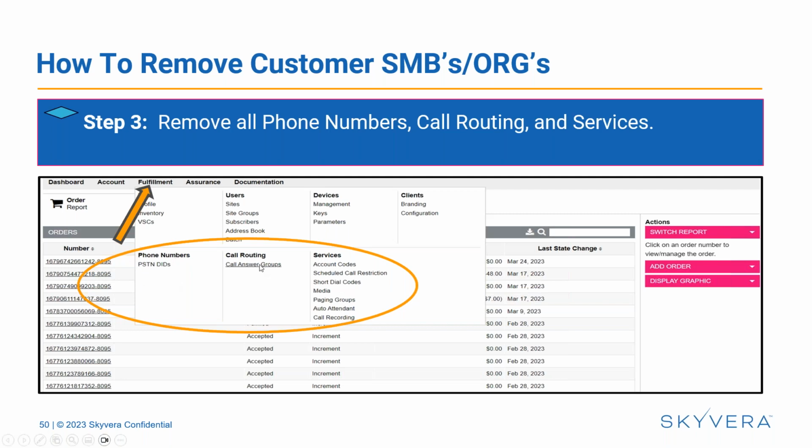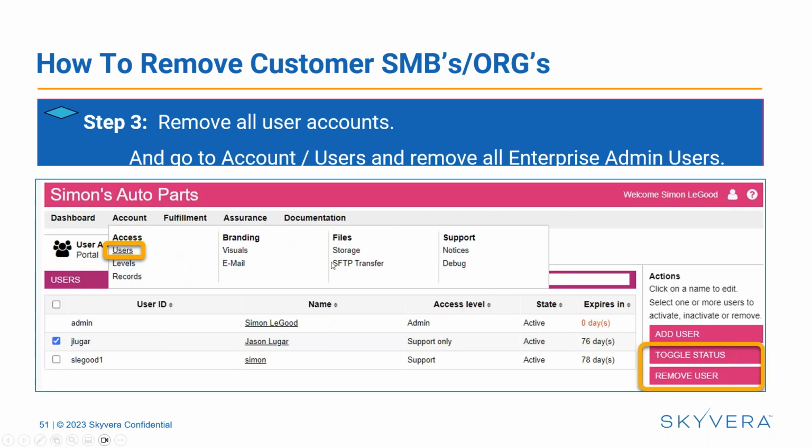But you want to get rid of all the phone numbers, you want to get rid of all the call answer groups, and then any services like music on hold or media that you've added, you want to go in and remove those services as well. Once you've removed all the various services, it's also important to go into accounts and then users and remove all of the user profiles that are in the system. Obviously, you can leave the admin user that's there by default, but all other users, you would want to go through and remove.